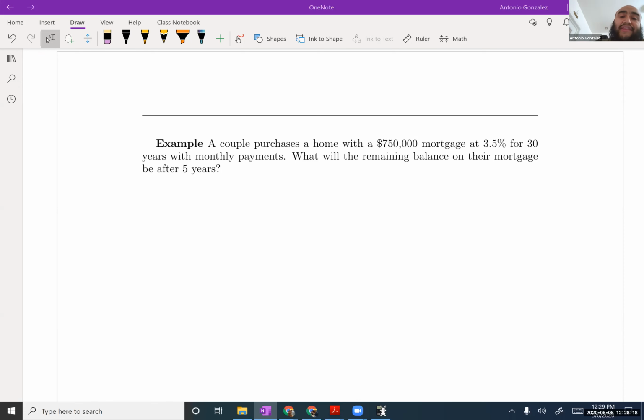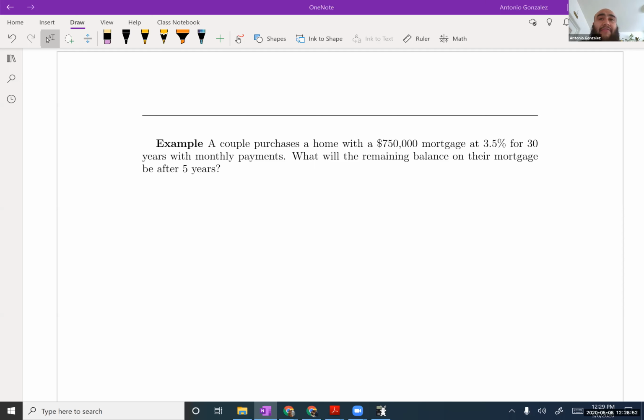So here it says a couple purchases a home with a $750,000 mortgage at 3.5% for 30 years with monthly payments. What will the remaining balance on their mortgage be after 5 years? Now notice here, that's a 30-year mortgage. What is the remaining balance after 5 years? And again, keep in mind, what is this asking? This is not asking how much have I paid in those 5 years.